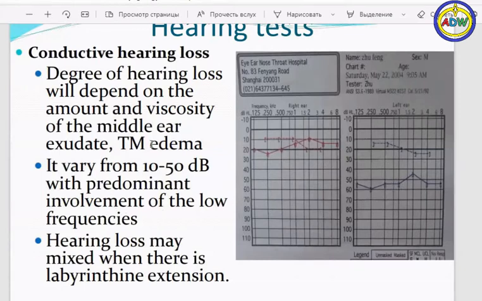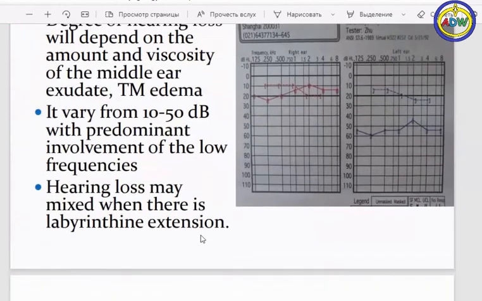The degree of hearing loss depends on the amount and viscosity of the middle ear exudate and tympanic membrane edema. It varies from 10 to 50 decibels with predominant involvement of the low frequencies. Hearing loss may be mixed, when both bone and air conduction decrease, with an air-bone gap of 10 to 20 decibels. Hearing loss may be mixed when there is labyrinthine extension.